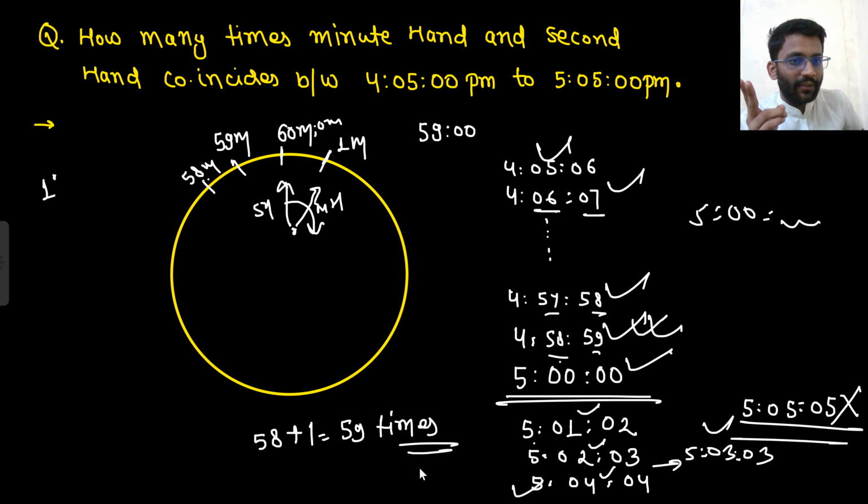In 2 hours, it will collide for 118 times, not 119 times. In 2 hours, it will collide for 118 times. In 3 hours, it will collide for 59 into 3. Are you getting my point? So in 1 hour, the minute hand and second hand collide for 59 times. Did you understand this or not? I hope you are understanding.